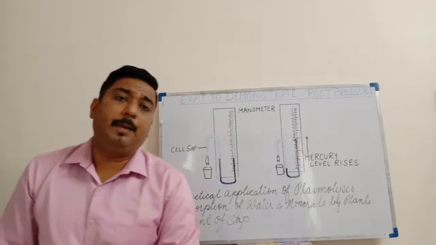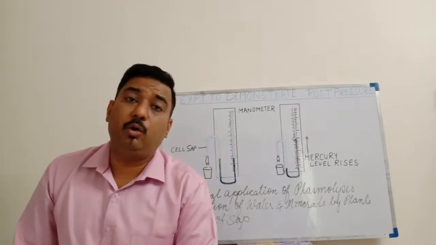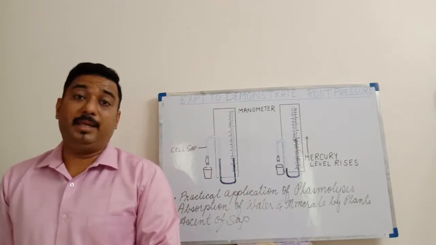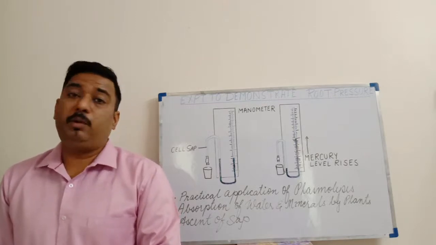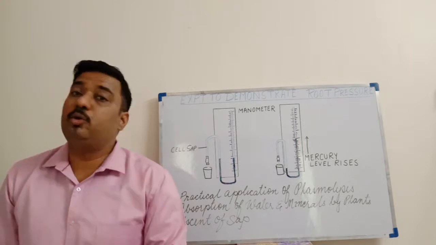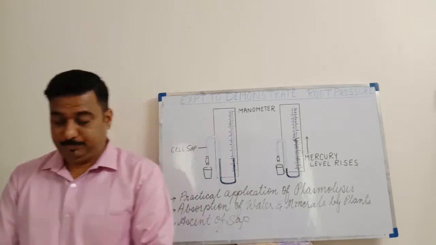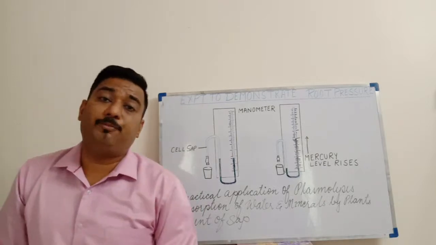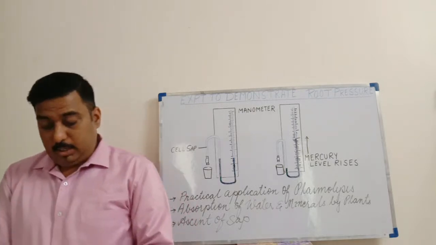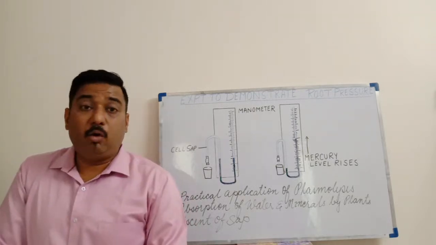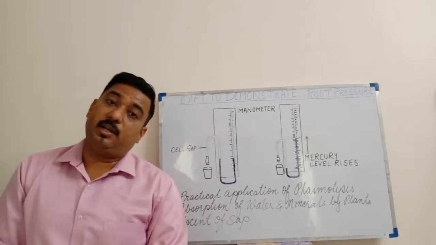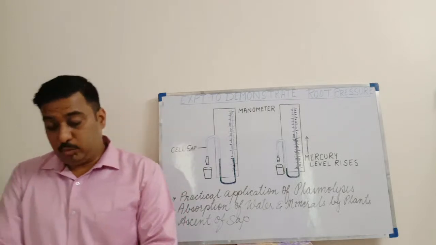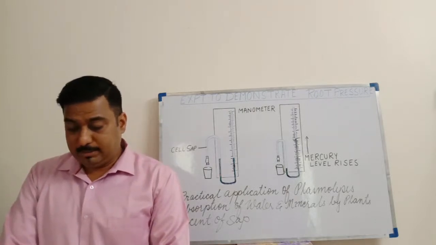How does the absorption of minerals take place? We all know that the cell wall is freely permeable, but the cell membrane is selectively permeable. It will allow the movement of water through it, but not the solute particles. Minerals are usually absorbed in the form of ions, and that will involve active transport. Active transport was explained to you in the last class. So it involves active transport by the cells.